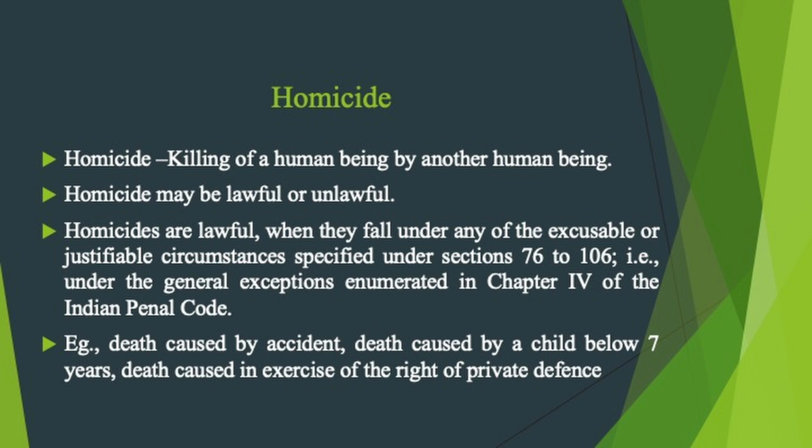Yes. When the homicide falls under any of the excusable or justifiable circumstances specified under sections 76 to 106, that is, under the general exceptions enumerated in Chapter 4 of the Indian Penal Code, then such homicide is not unlawful or culpable. Thus, death caused by a child below 7 years of age, by an insane person, or in exercise of the right of private defense do not amount to culpable homicide.